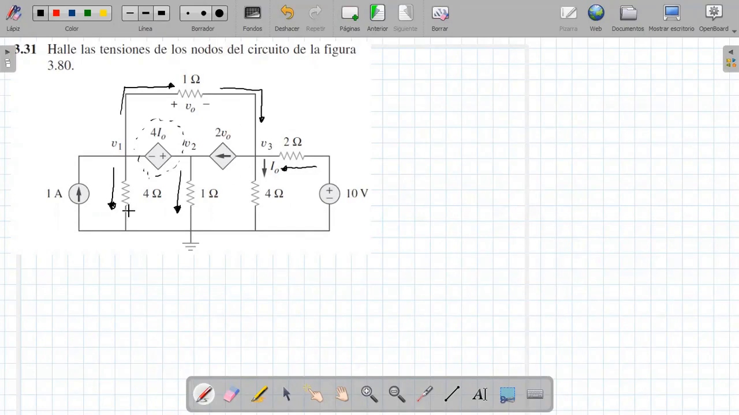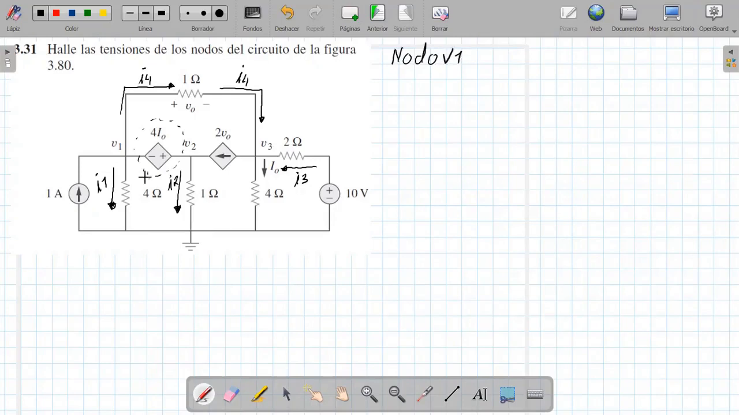Now, having the currents previously marked, I am going to give them names. I'm going to call this I1, this I2, this I3, and this I4. Okay, let's start with the analysis.